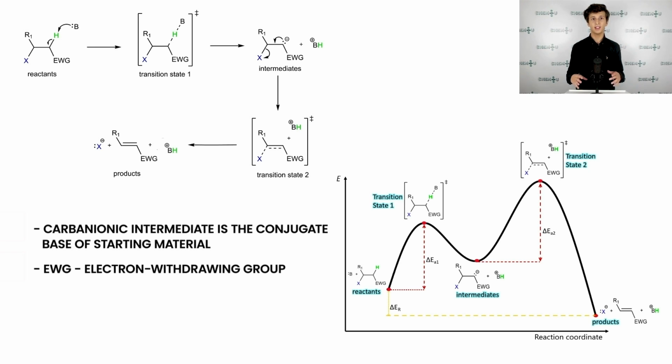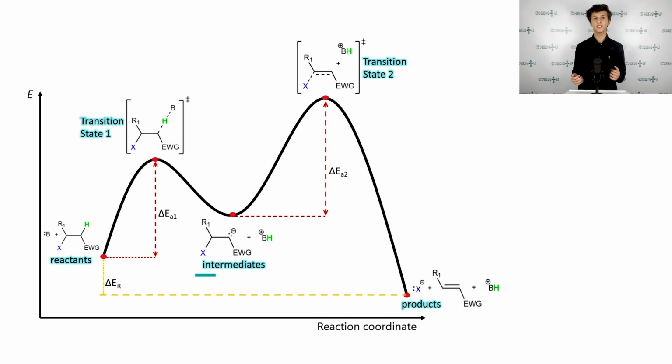We can see that it is very similar to that of the E1 mechanism. The main difference is the negatively charged intermediate and the opposite sequence of CX bond cleavage and abstraction of the proton by the base. Furthermore, the activation energy of the first step is smaller than that of the second one.